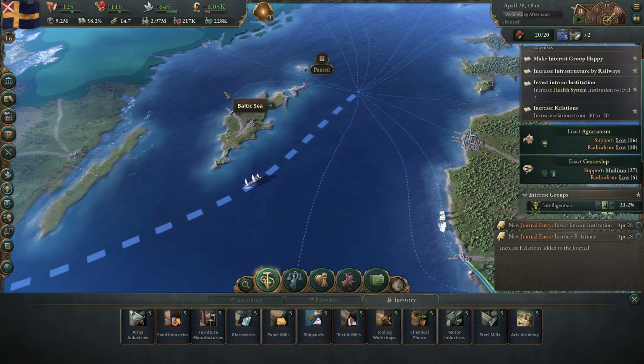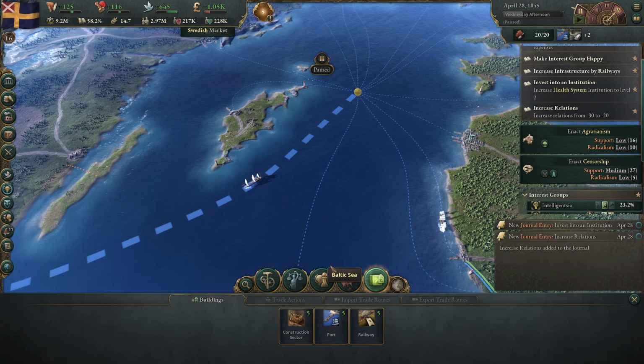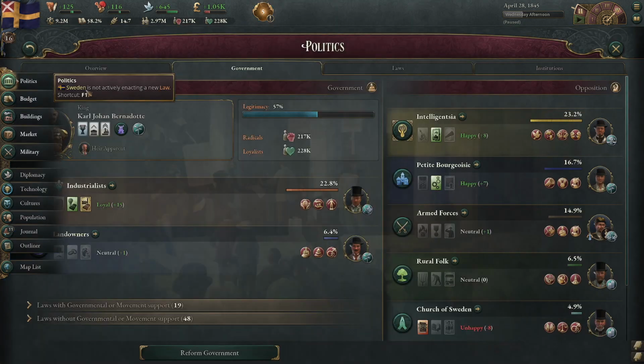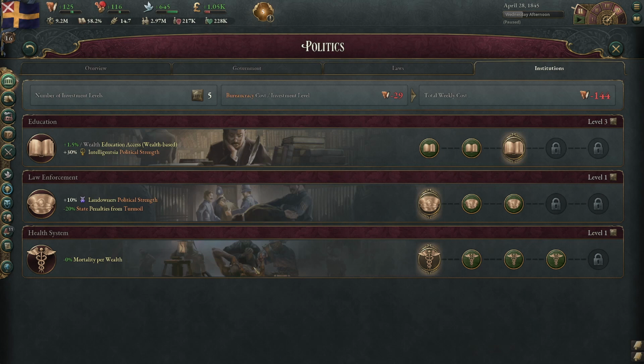Right, so we got to have an institution now. Let me just close that. Oh, so many things to think about. Institution. It doesn't tell us. Level 2. Mortality per wealth. That tells me a lot, doesn't it? But the game is telling me 0% effective. Increase the health system investment level. Okay, we'll just increase that.